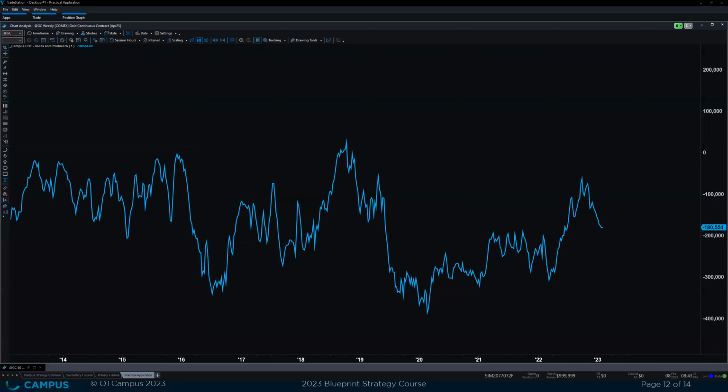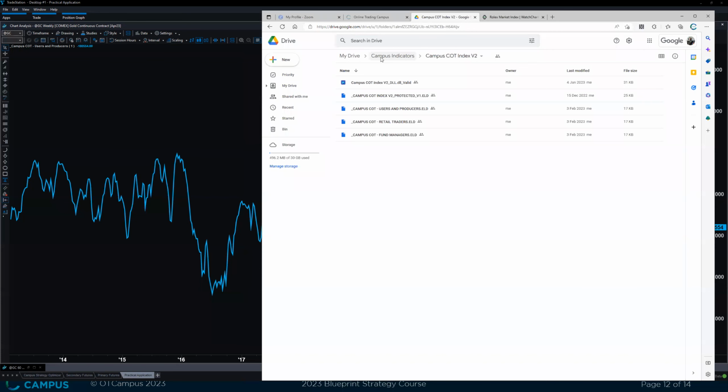So Yara is asking, so let me just go into this question. She's asking, do we have access to this indicator that I have right now? Yes, you do have access to this indicator as well. And you'll find that within the indicator folder, right, under Campus COT Index V2.